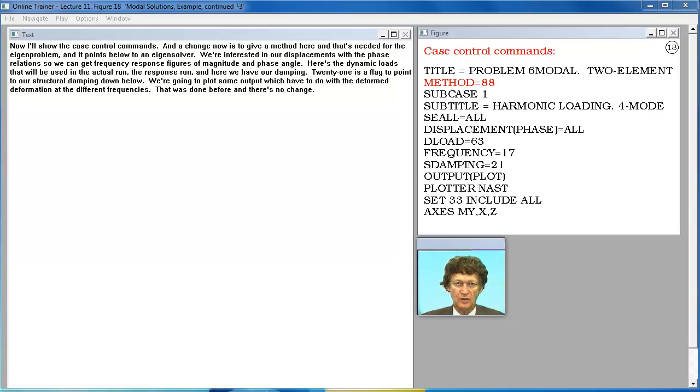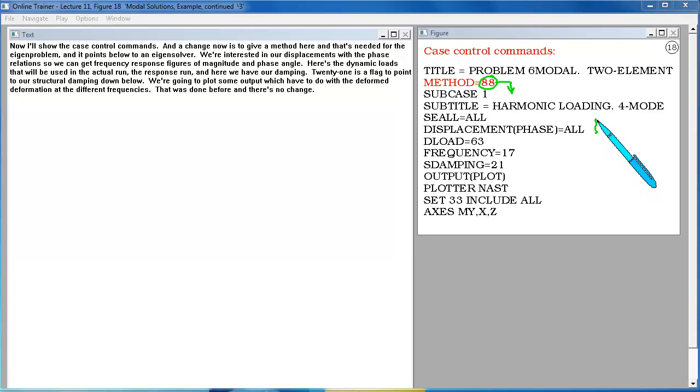Now I'll show the case control commands. And a change now is to give a method here, and that's needed for the eigen problem, and it points below to an eigensolver. We're interested in our displacements with the phase relation so we can get frequency response figures of magnitude and phase angle.